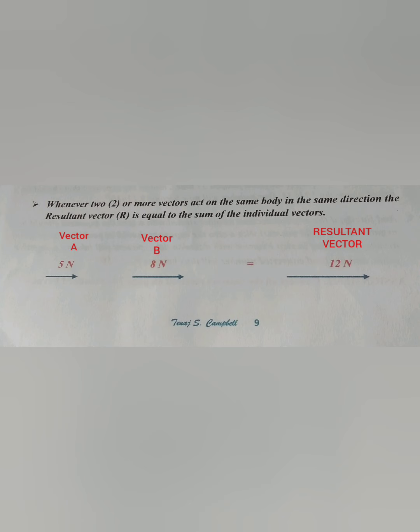Whenever two or more vectors act on the same body in the same direction, the resultant vector is equal to the sum of the individual vectors. In this case, you see that 5 newtons and 8 newtons is moving in the same direction. And when we combine those to produce the resultant vector, it will give us 13 newtons. As you can see, the arrows also show us the direction of the resultant vector.